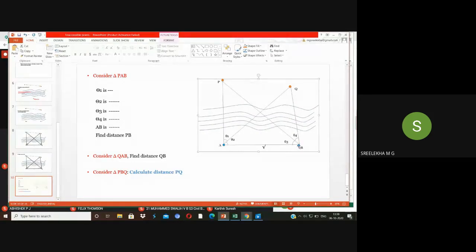Now consider the third triangle, PQB. Whatever angles you know, this angle you already know. You have the distance BP that you calculated, and the distance BQ that you calculated in the last two triangles. From the third triangle, you can deduce the distance PQ. Okay, so that's the usual procedure.